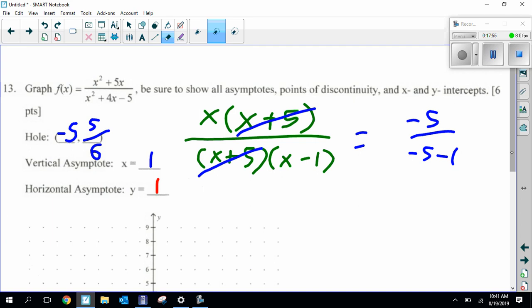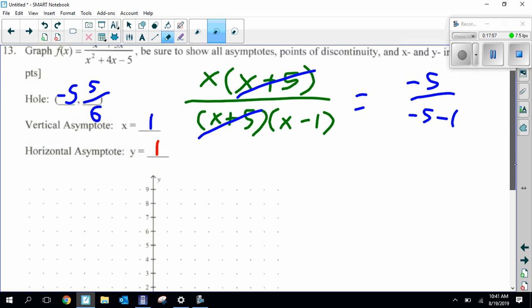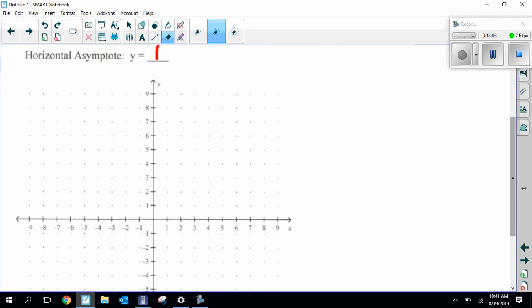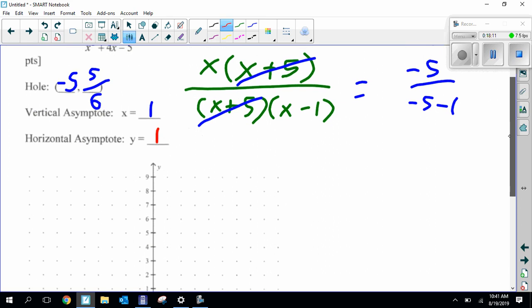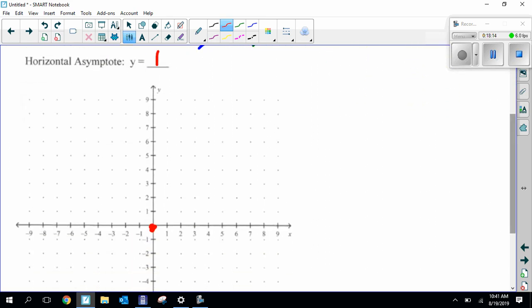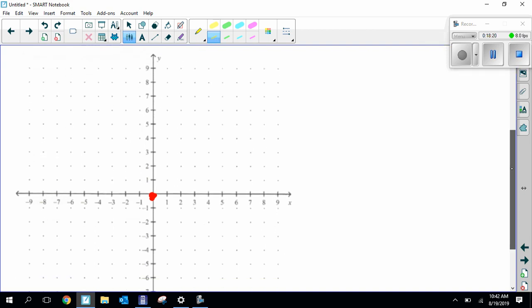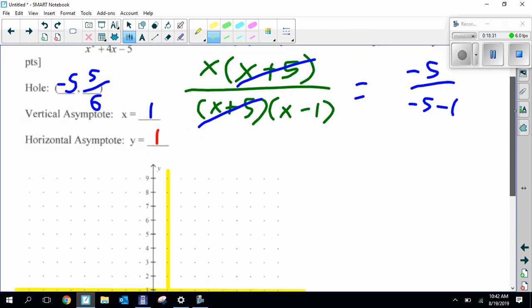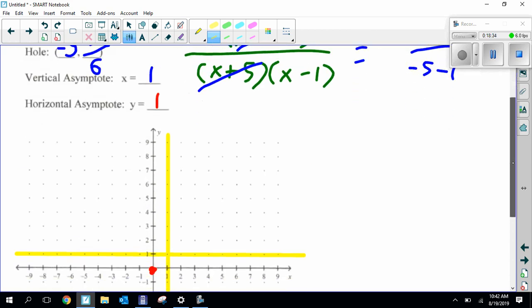And we can get x-intercepts also if we look at the numerator. We're going to have an x-intercept at 0 because the numerator equals 0 at 0. So we can plot that too. We have an x-intercept of 0. We have a vertical asymptote at 1 and a horizontal asymptote at 1. We know there's a hole at -5, 5/6.